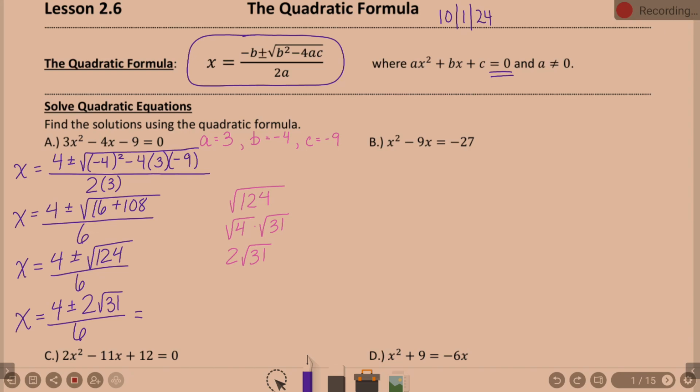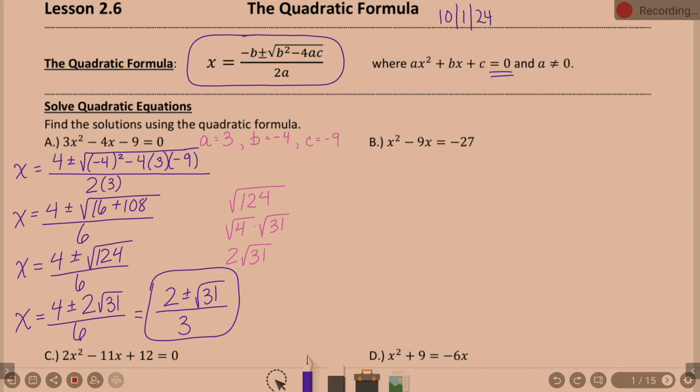Divide everybody by 2. If you divide everybody by 2, 4 divided by 2 is 2. Plus or minus 2 square root of 31 divided by 2. Where did it be? 31. Square root of 31, good. And 6 divided by 2, 3. The final answer I'm looking for there is 2 plus or minus the square root of 31 all over 3. Again, we can only do that because all of them are divisible by 2.